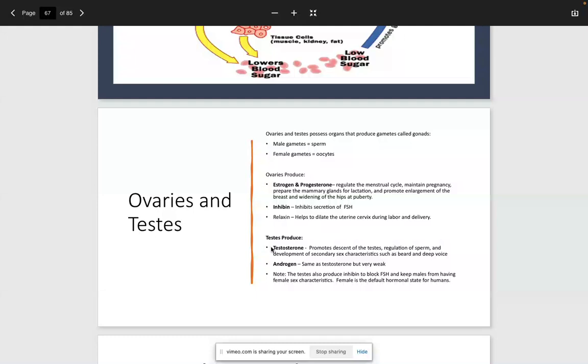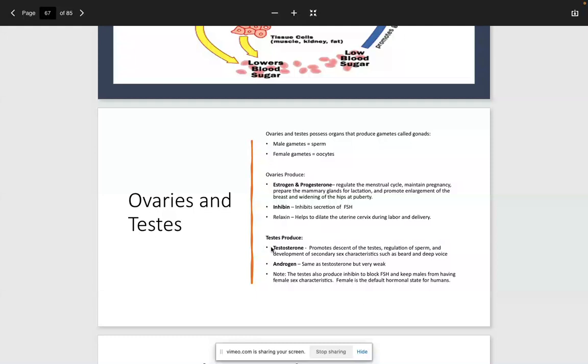The ovaries also produce something called inhibin, and inhibin is going to be responsible for inhibiting FSH secretion. You guys remember follicle stimulating hormone? Going back to all this, actually, the hypothalamus releases GnRH, or gonadotropin releasing hormone. Remember, it's an RH, so it comes from the hypothalamus. From there, it goes to the pituitary glands and causes the release of something called LH and FSH, luteinizing hormone and follicle stimulating hormone.